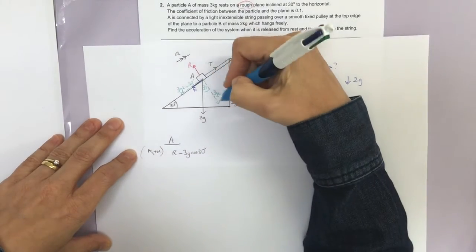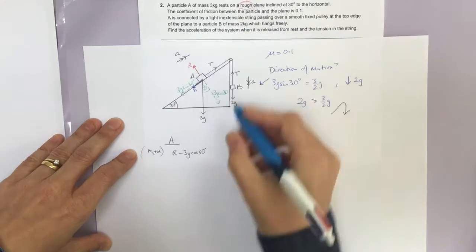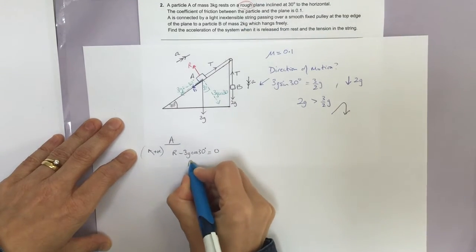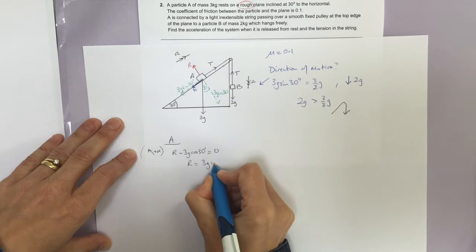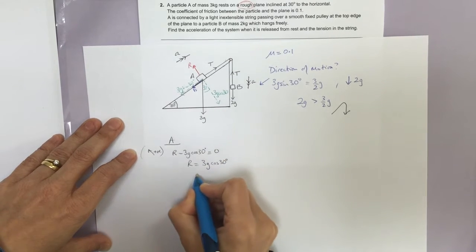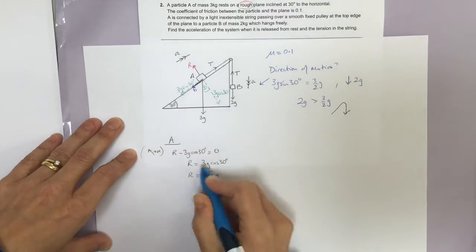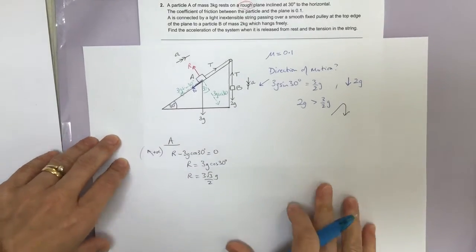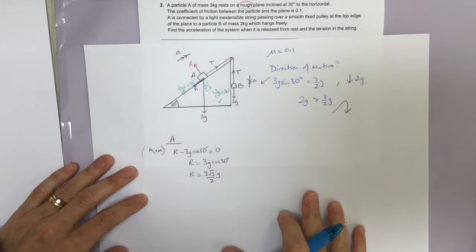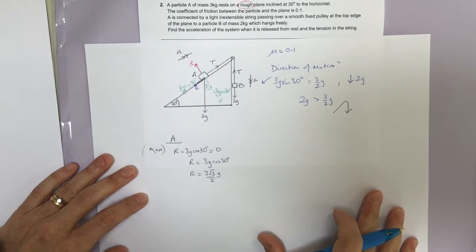There's no other forces or components acting that way, so that's going to be 0. So R is 3g cos 30. Cos 30 is root 3 over 2, so 3 root 3 g over 2. In this question, we're not asked, so I'm going to give my answers as decimals at the end, but I'm just going to keep that like that for now.